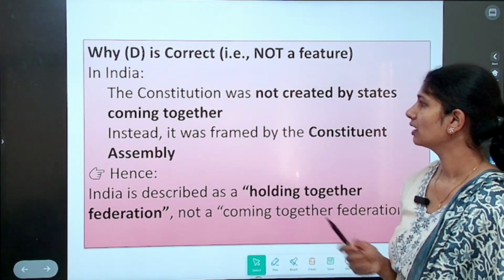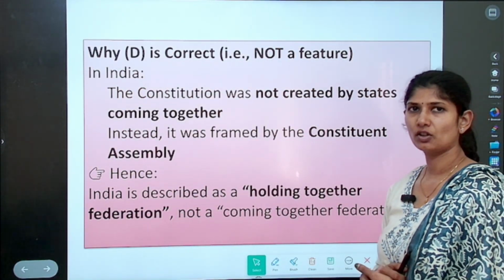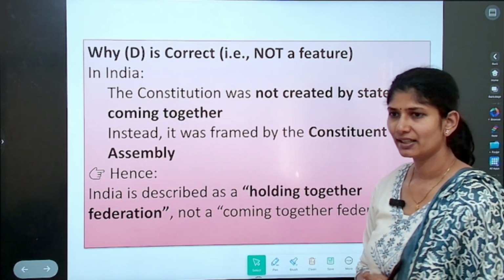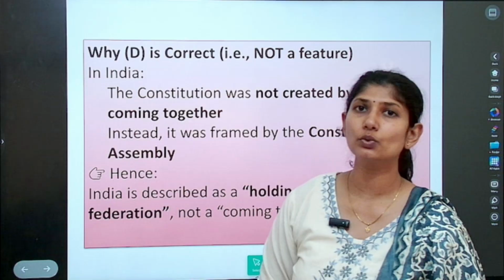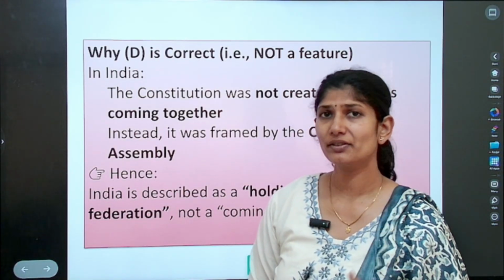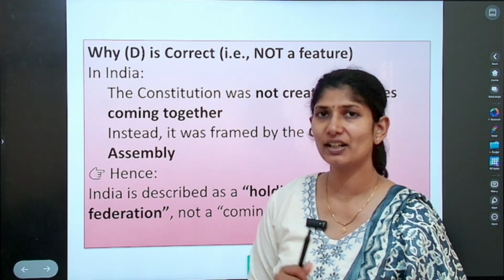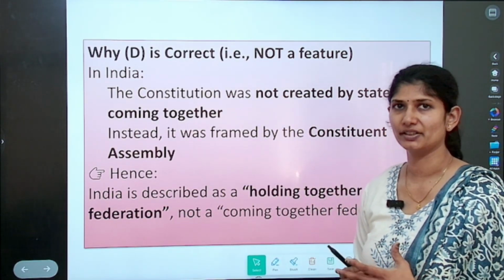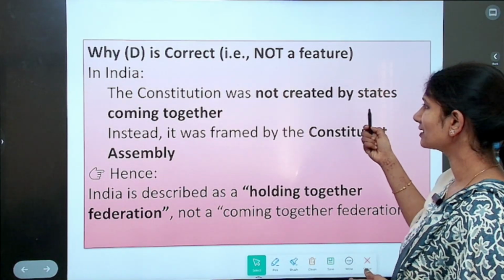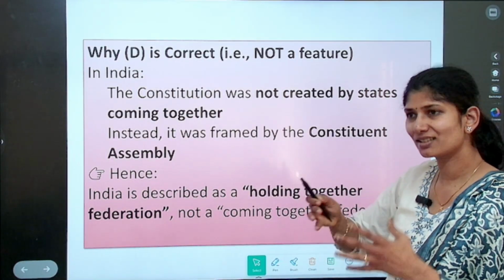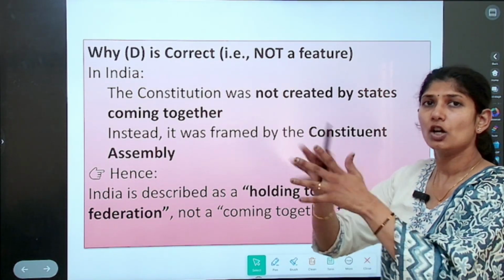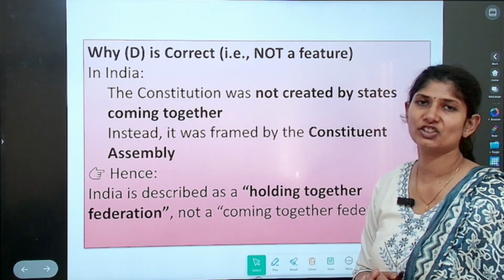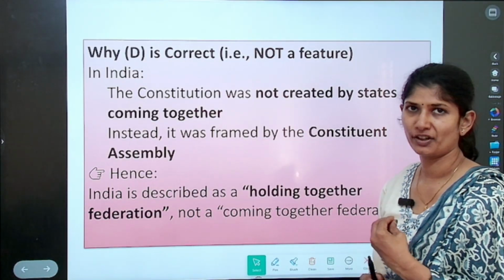Now, first and foremost, in the Indian Constitution, Article 1 states that India, that is Bharat, is a Union of States. We say we are a Union of States and not a federation of states. Why? Because they didn't come together based on an agreement. So ours was created not by states coming together but by the Constituent Assembly, which means we are more of a holding together federation than a coming together federation.